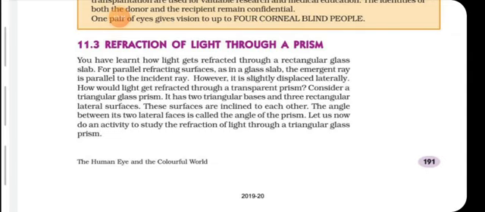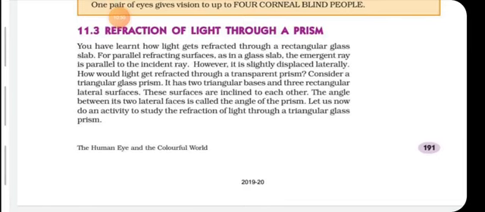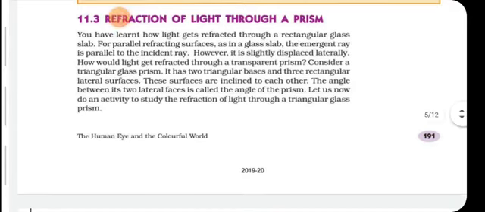But whenever light passes from a thicker medium to a thinner medium, it bends towards the normal. Fine students, I hope you are clear with this. Let us read this: refraction of light through a prism. You have learned about how light gets refracted through a rectangular glass slab.